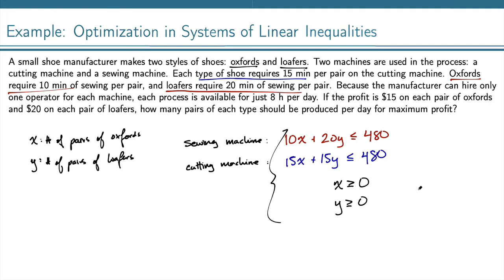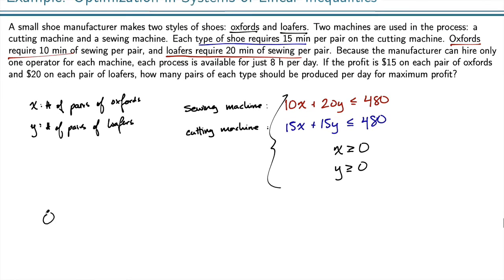Now there's one other thing here to look at, and that's profit. This is something called the objective function. Objective function. This is the thing that you are trying to optimize. So in this case, that's the profit. And that's $15 on each pair of Oxfords and $20 on each pair of loafers. So that's going to be 15 times X plus 20 times Y. This is my profit.